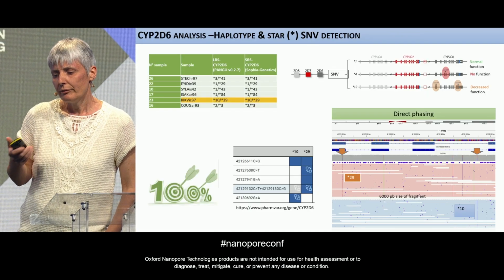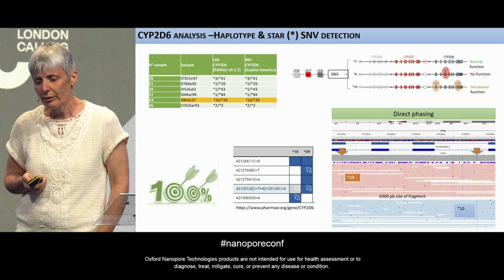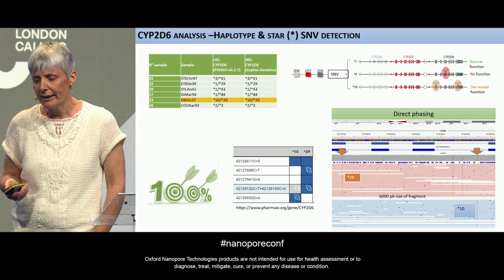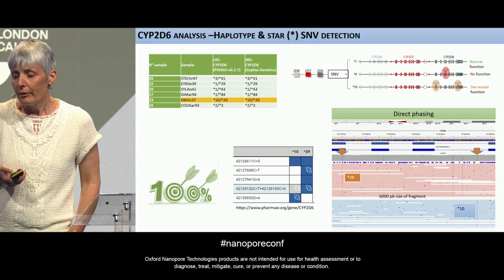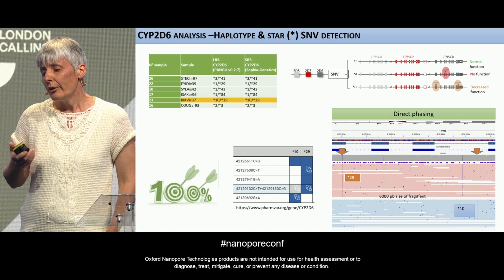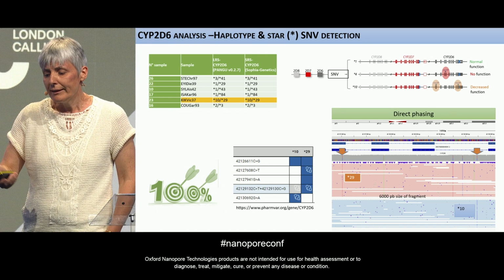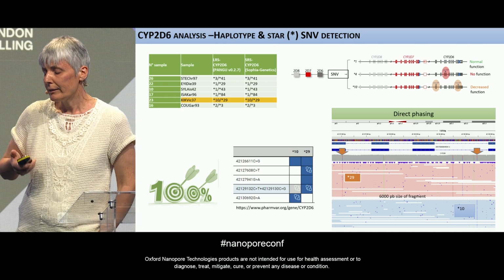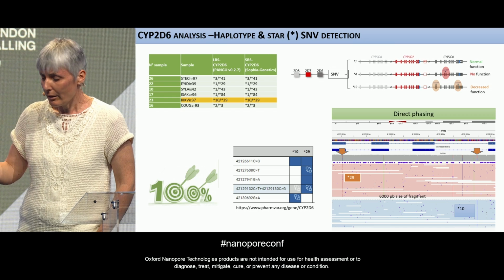Now, just to highlight the very great and perfect concordance on the SNV detection. We have a nice detection, and we may take the benefit of the direct phasing to highlight that we are able to see that star 29 is in one allele, while star 10 is in the other. So the heterozygosity is very nice and we have the true answer.